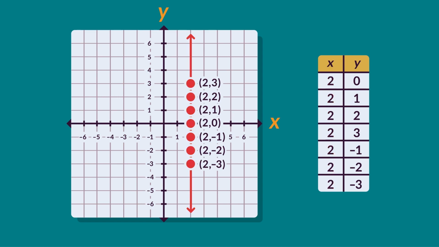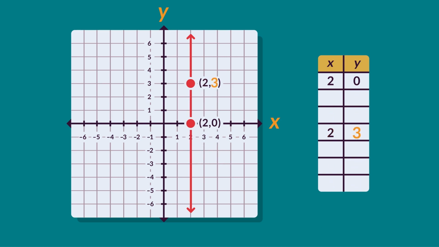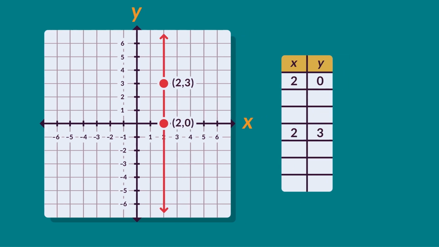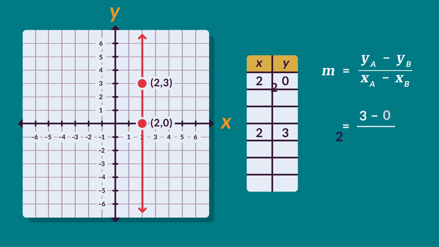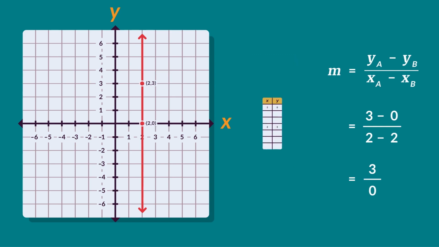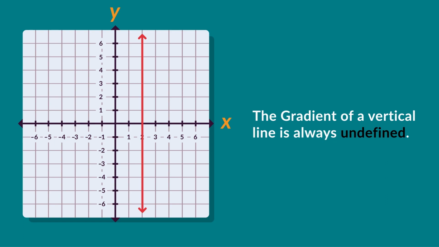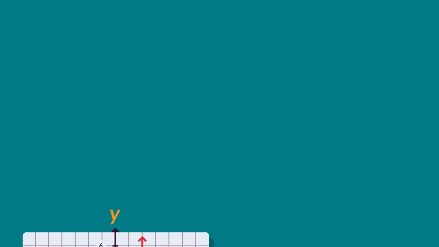If you tried to calculate the gradient between the points (2, 3) and (2, 0), you'd be trying to divide by a difference in x values which are all equal to 0. And when we divide by 0, the answer is undefined. The gradient of a vertical line is always undefined.